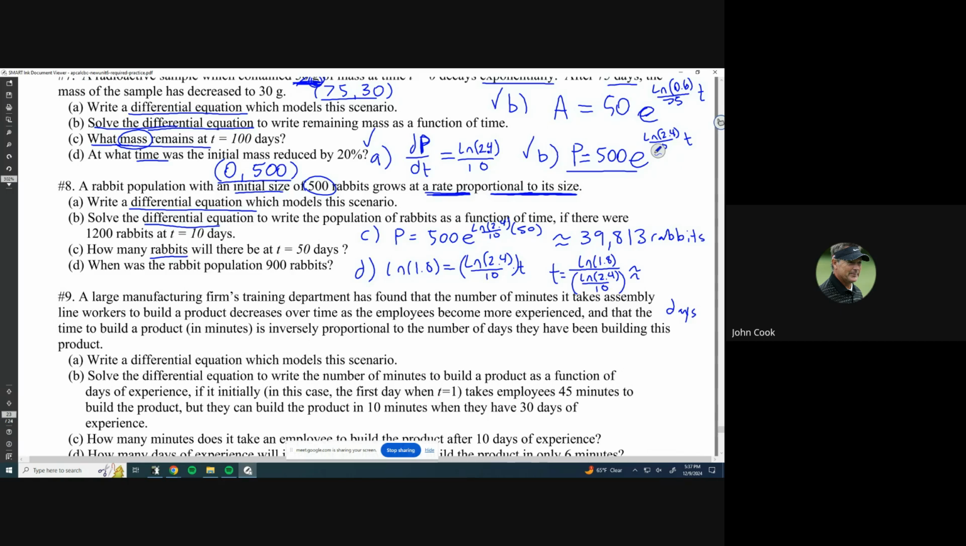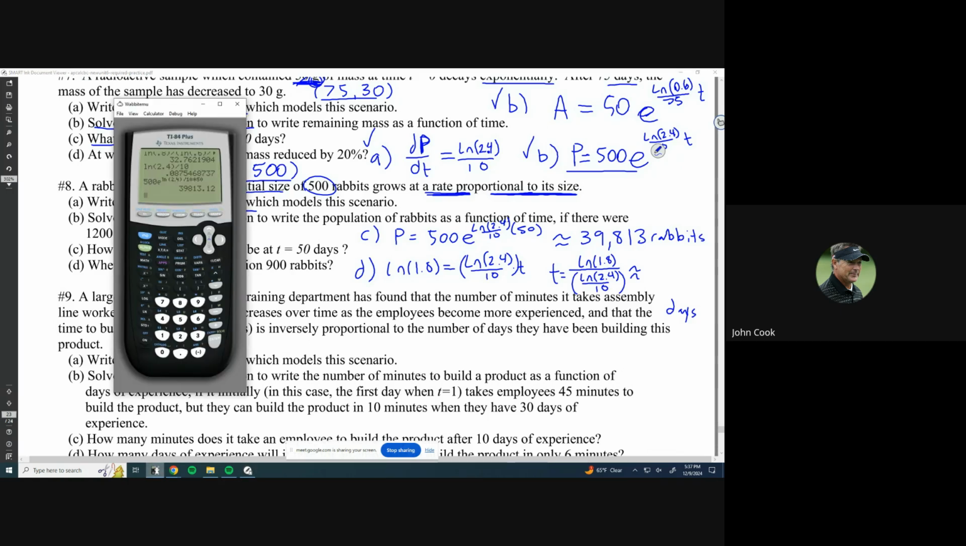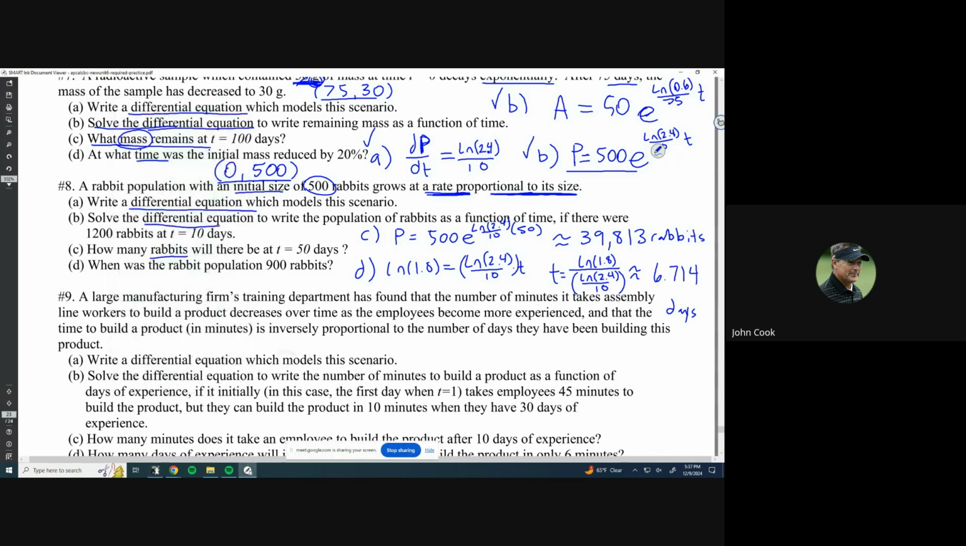So let's see what we get from our calculator. So natural log 1.8 divided by parentheses, natural log of 2.4 over 10. Enter. There we go. So it's going to be about 6.714 days. All right, round to 3 decimal places, and we're good to go.